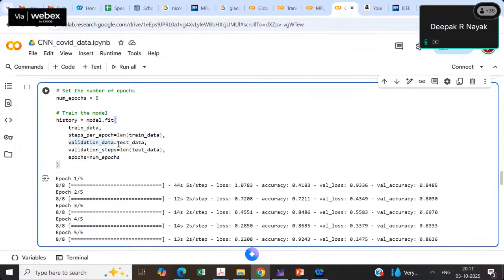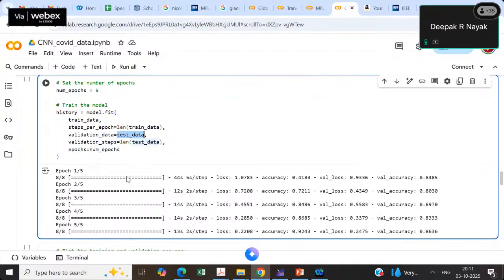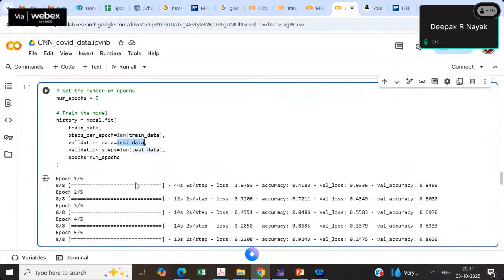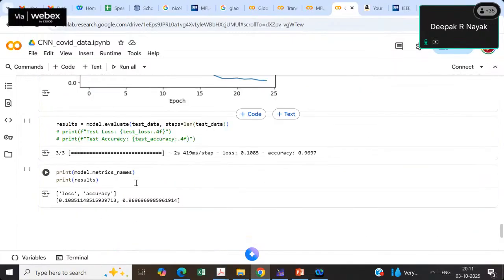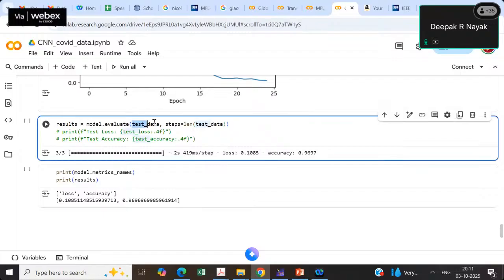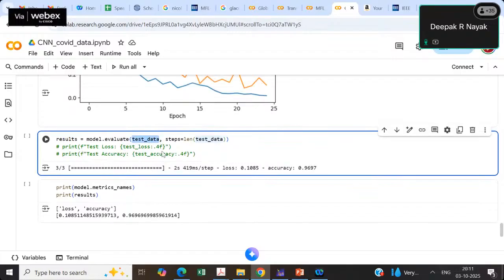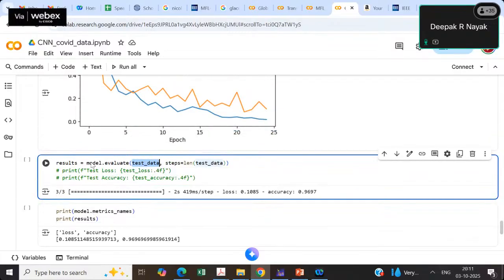Only because it is not available in this case, and I have also not done any splitting on the training set to get a validation set. Just to show you something, I have taken this, but this is not correct. I should not take the test set as the validation set. Once training is done, you can evaluate the model on the test set. The test set is something very different, only used for model evaluation purposes.